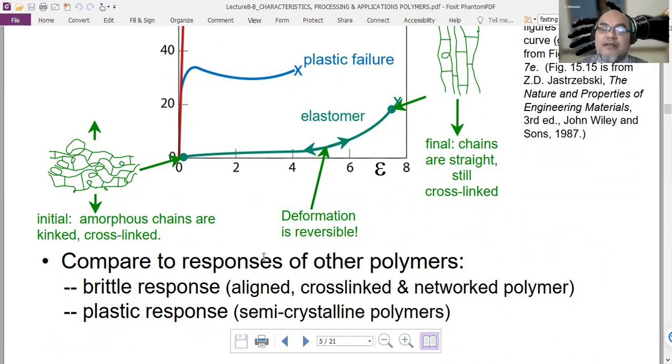In this material, the crystalline regions are aligned and cross-linked in a network polymer. In this plastic polymer, it happens because they are semi-crystalline polymers. Some parts are crystalline, some other parts are amorphous. And in elastomer, they are completely amorphous.